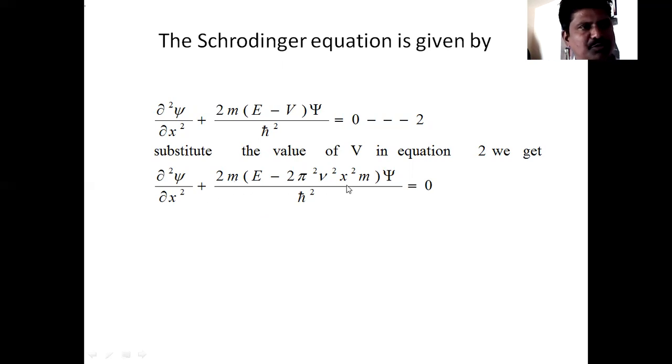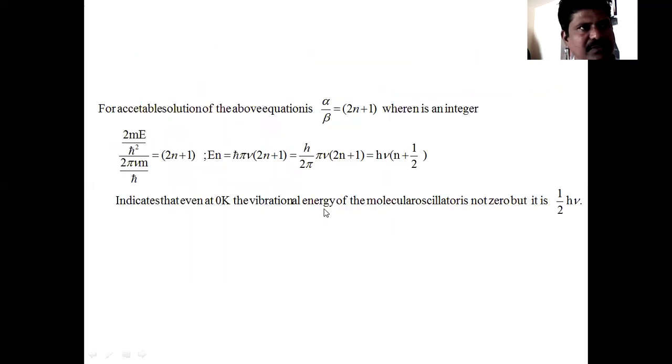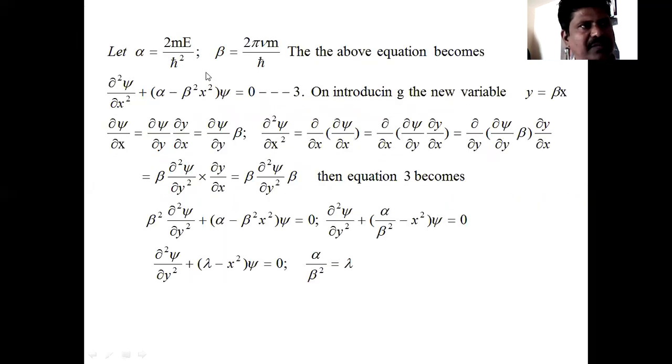So when you move 2m inside, it becomes 2mE into psi divided by h cross square. Here 2mE by h cross square is nothing but alpha, and beta is equal to 2 pi mu m divided by h cross. So on introducing these variables, the above equation becomes dou square psi by dou x square plus alpha minus beta square x square into psi equals 0.